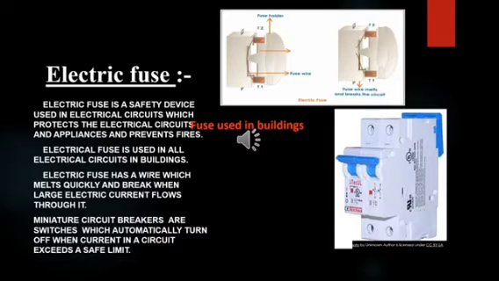in your house. Okay. Now in the second picture which you see over there, it is a picture of a miniature circuit breaker which we usually see in our houses these days. Now here they are used in place of these fuses. These are switches which automatically turn off. It will turn off automatically when the current in a circuit exceeds the safe limit. Are you understanding? So it just switches off.